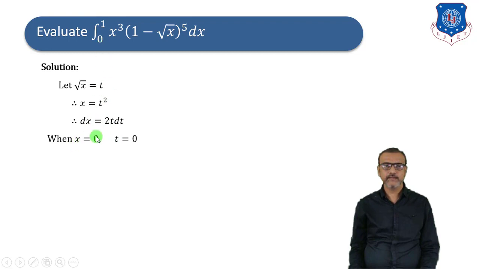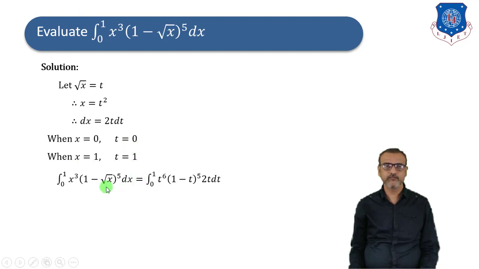Now when x equals 0, replacing x by 0 in root x equals t, we have the value of t equal to 0. When x equals 1, replacing x by 1 in root x equals t, we have t equals square root of 1, so that is 1. So for x equals 0, t equals 0, and for x equals 1, t equals 1.